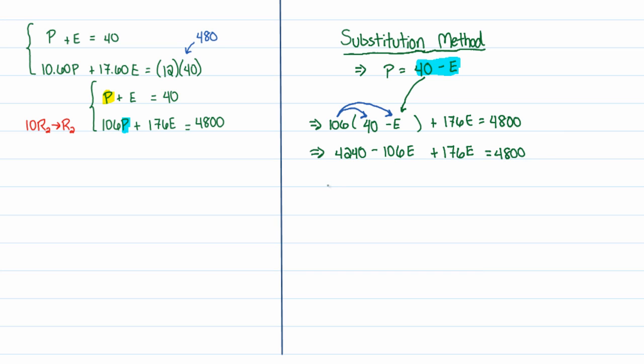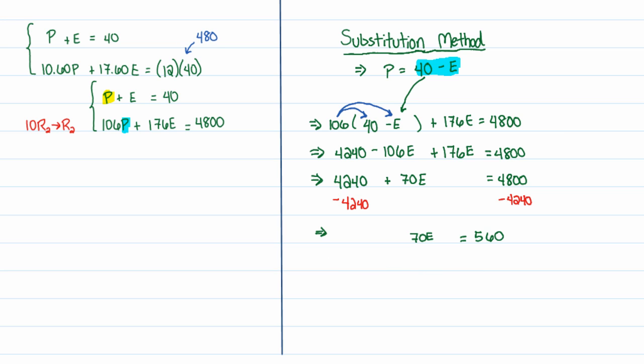Combine like terms on this left-hand side, so that's 4240. A negative 106e plus 176e is a positive 70e. And now I will subtract 4240 from both sides. I'll even write that in, minus 4240 from both sides. And I will get 70e is equal to, let's see, 560.